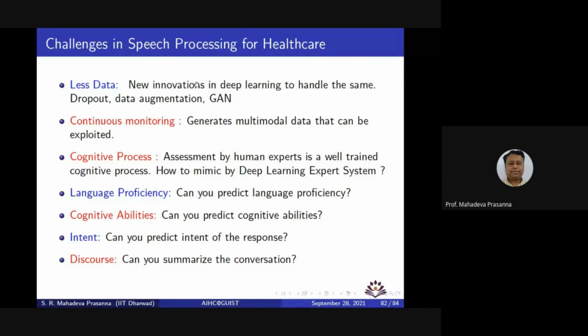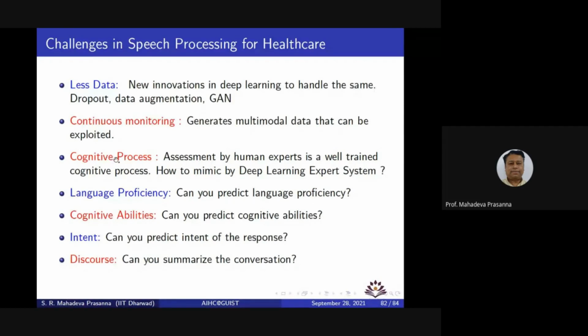One of the things that we face in using speech processing for healthcare is less data. We may not have enough data for training the model. That is one of the bottlenecks for using deep learning models. Of course, a lot of innovations are happening in terms of using different architectures, augmenting the data, and using generative adversarial networks to generate more data. Also, continuous monitoring will give me more data, and also in a multimodal fashion.